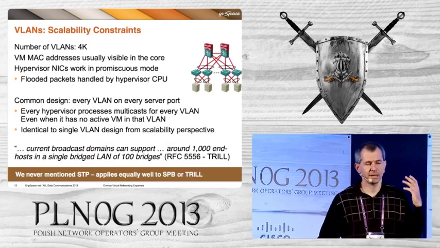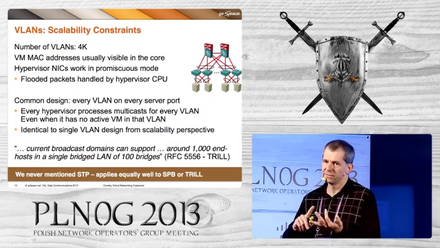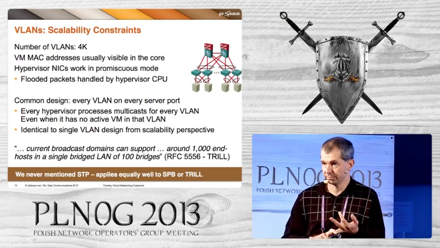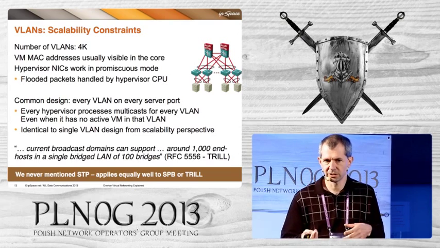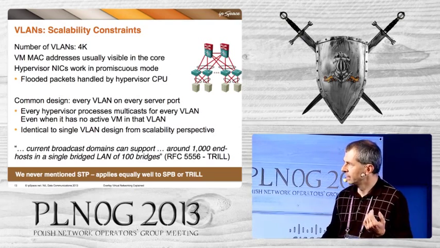The other things we have to deal with is, we only have 4,000 VLANs, and with VLANs, we see all the MAC addresses in all the switches, usually, which sort of exhausts the forwarding tables on the switches, and then they go crazy and start flooding all the nasty stuff.